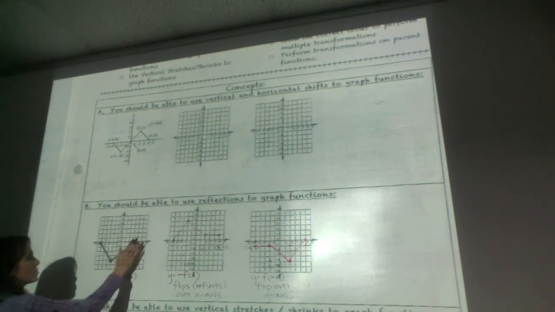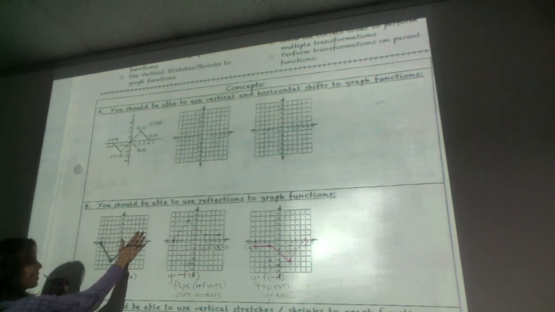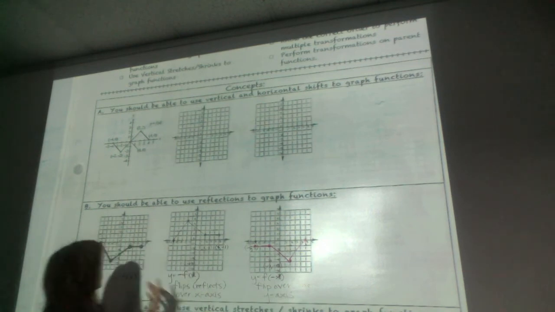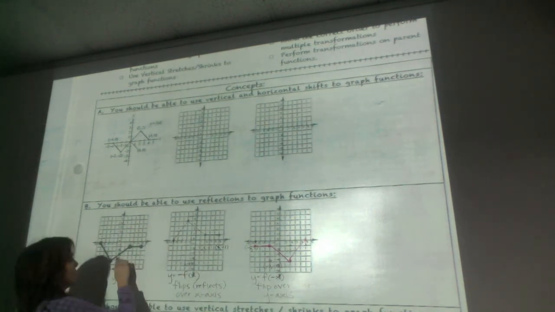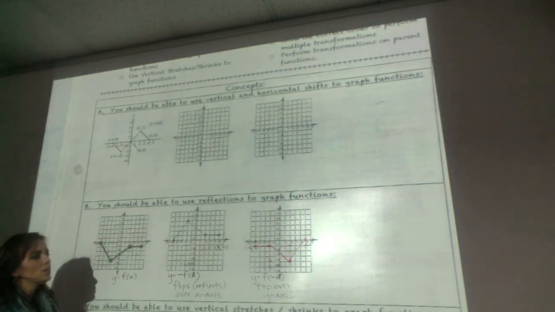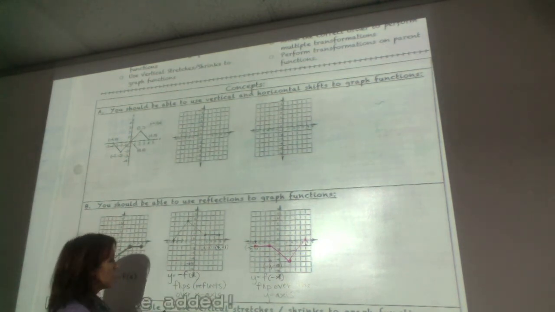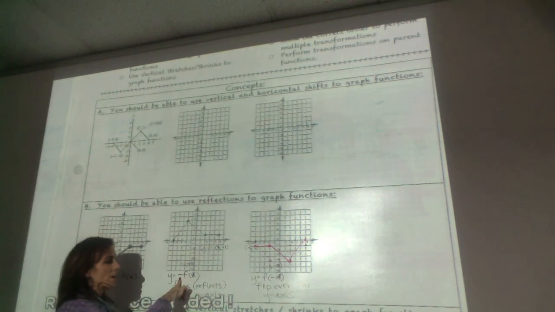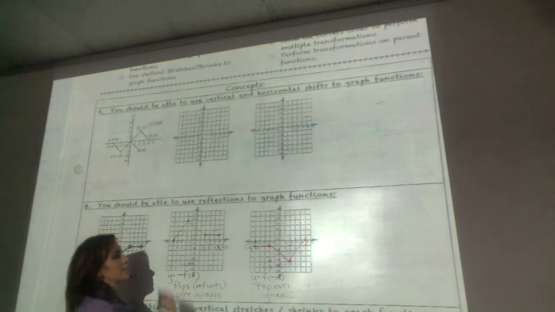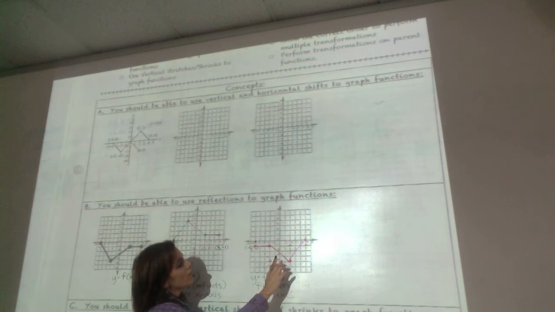Another way to think about it is just look at it one side at a time. If I took just this piece and flipped it over, I get just this piece. If I took just this piece and flipped it over, you'd get this piece there. Okay? So we have two different types of reflection depending on where we put the negative sign. If we put it in front of the whole function, it reflects it over the x-axis. And if we put it only in front of the variable, only in front of the x, then we are reflecting it over the y-axis, okay?